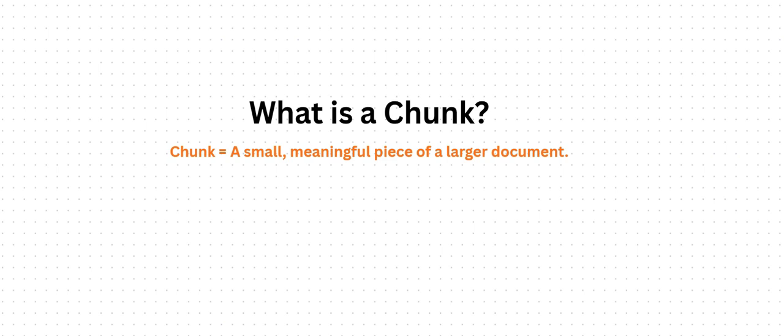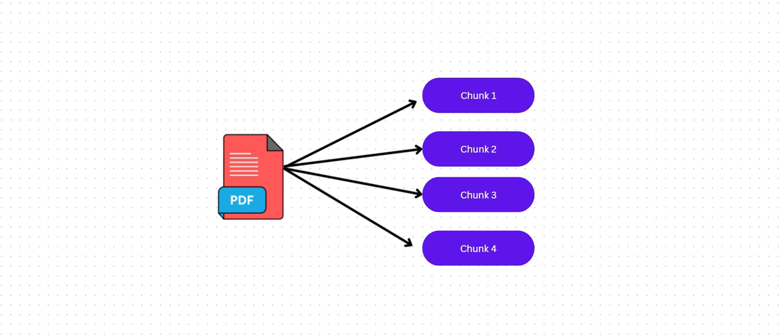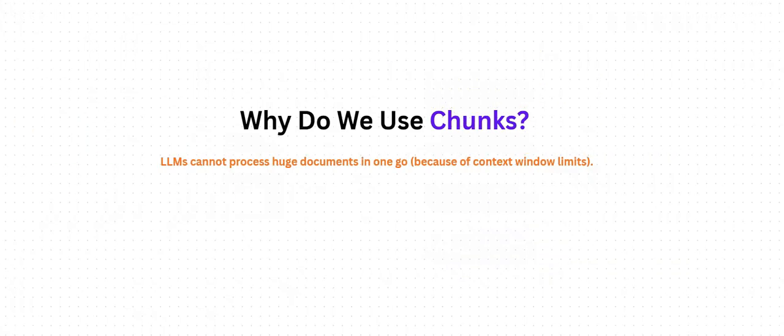Let's try to understand this with an example. Let's assume we have a 10-page PDF and we want to load it into a vector database. We cannot store the entire 10-page document as one single unit. So we break the PDF into smaller parts such as headings, paragraphs, sections, subsections, and some summaries. Each of these smaller pieces is considered a chunk. We divide the PDF into small chunks: chunk 1, chunk 2, chunk 3, and chunk 4. The original document may be 10 to 20 pages long, but before indexing, we convert it into clean, smaller blocks called chunks.